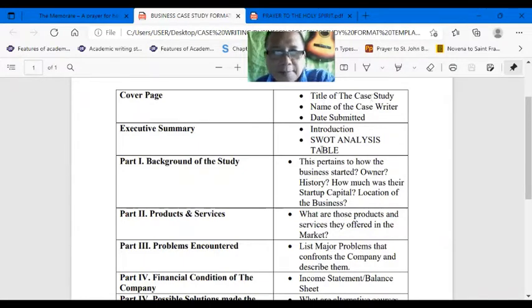It's already here. Okay. So in part 1, the background of the study, the background pertains to how the business started, its history. So how much was the startup capital? I remember that there was a store that started with only 2,000 pesos and now it's a $1 million worth of business. So location of the business, where is the business located? It's very important.